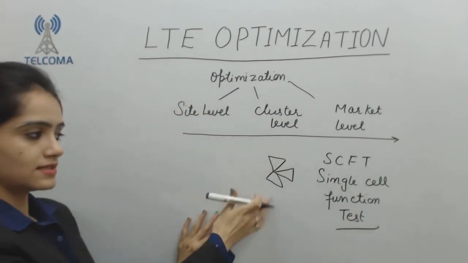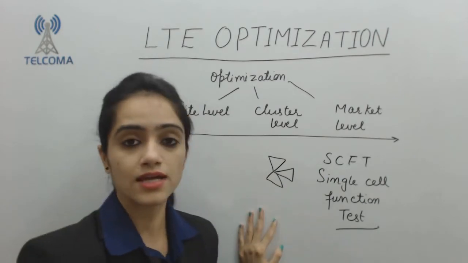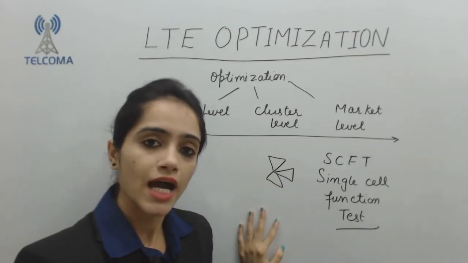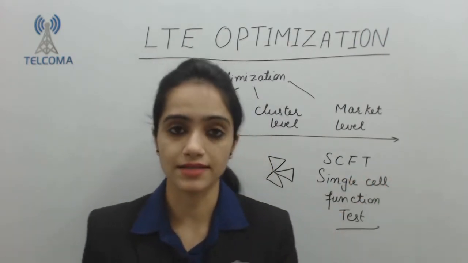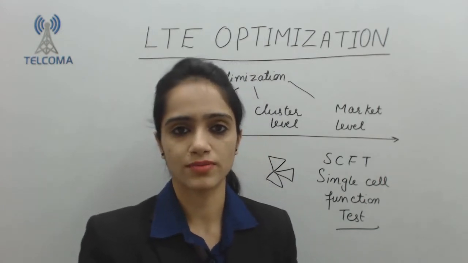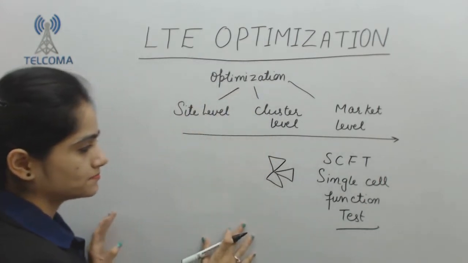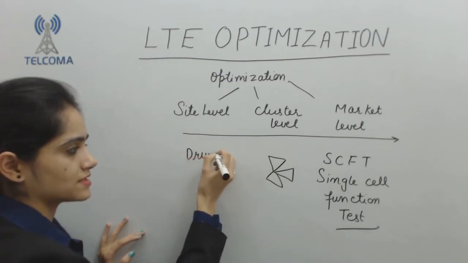Okay, I have planned a site over here. We have given a frequency and bandwidth, and users are using this cell. Now I require a single cell function test of each and every site so that I can find out the various parameters from this cell. So basically, optimization is related to drive test also.